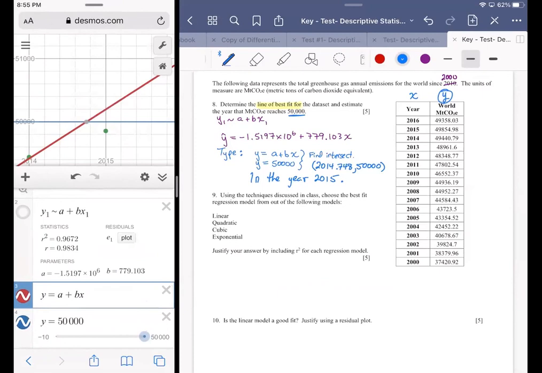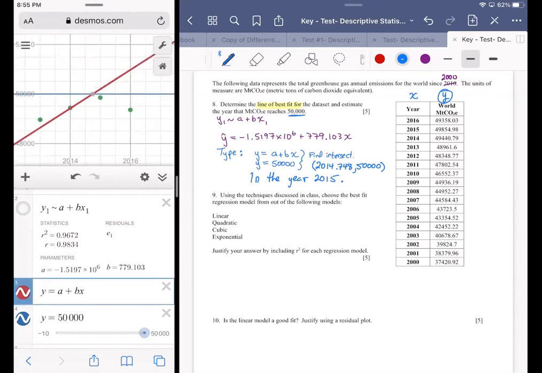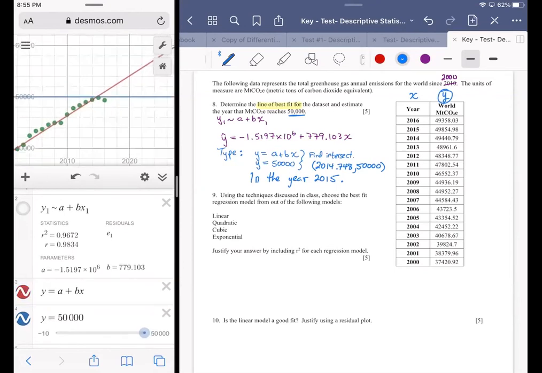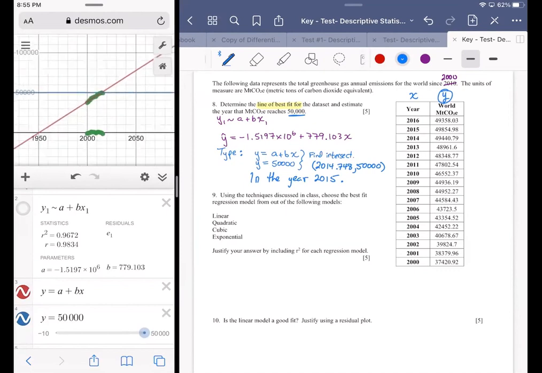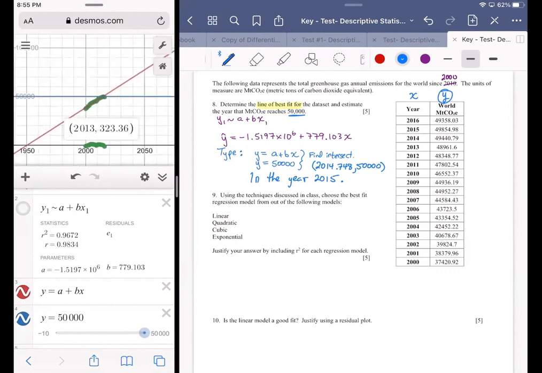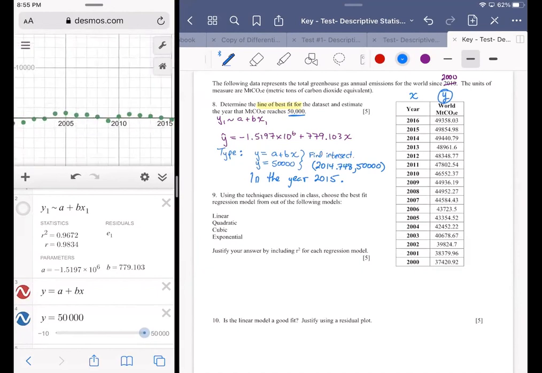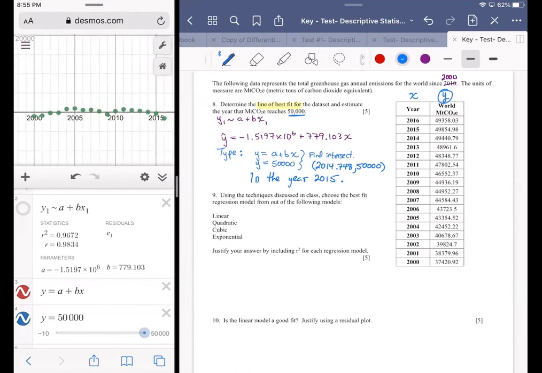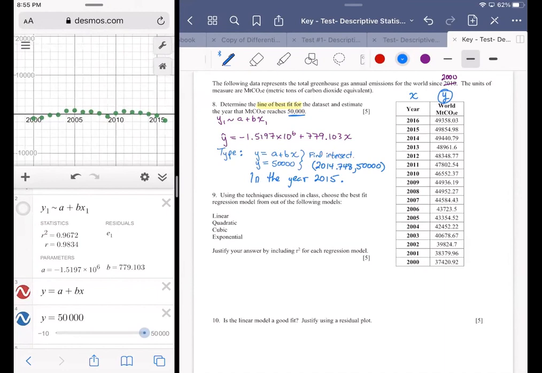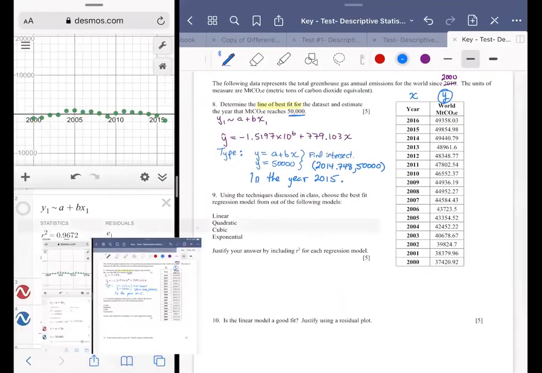You just tap on the word plot here and nothing happens. It doesn't happen here. It happens down by the x-axis. So what you do is you zoom out until that second array of points appears, and you take a look at that. This is your residual plot. It'll always be centered around the x-axis.